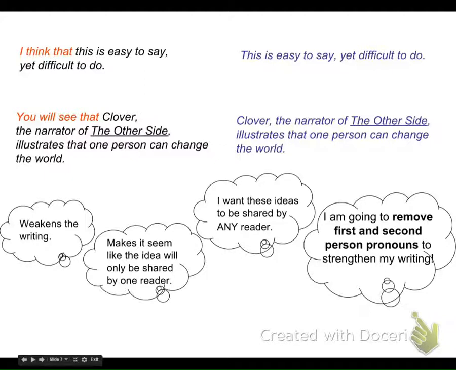So if you see, to get rid of I think that, I replace it with simply this is easy to say, yet difficult to do. I just eliminated I think that completely. Same for the second one. You will see that Clover, the narrator of the other side, illustrates that one person can change the world. We just simply got rid of you will see that and left it as Clover, the narrator of the other side, illustrates that one person can change the world. Doing this by getting rid of the I and the you, it shows that our ideas can be adapted by other people as well, not just us.